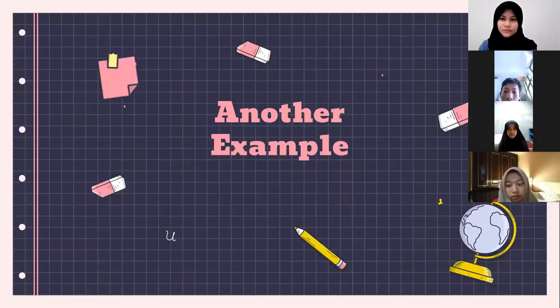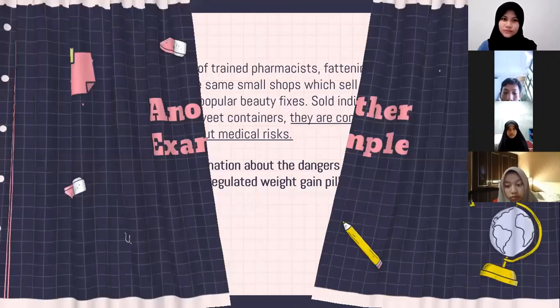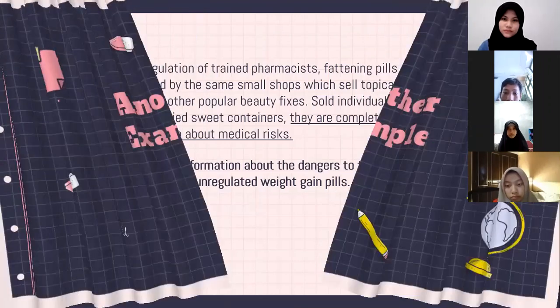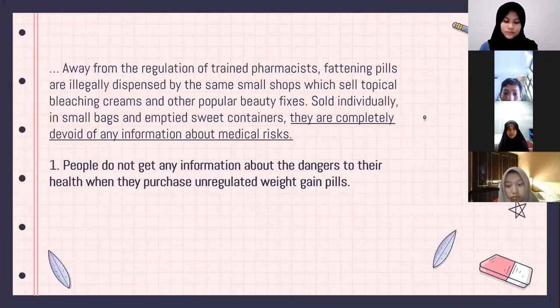And I will explain another example. Away from the regulation of pharmacies, fattening pills are dispensed by some small shops, which sell topical bleaching creams and other popular beauty fixes, sold individually in small bags and emptied sweet containers. They are completely devoid of any information about medical risks.